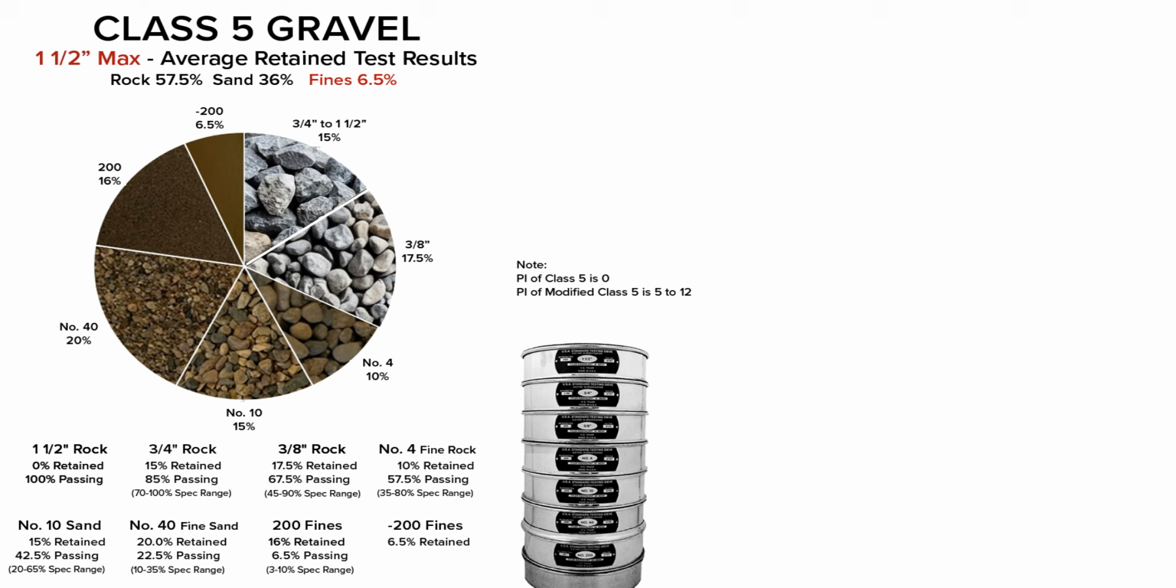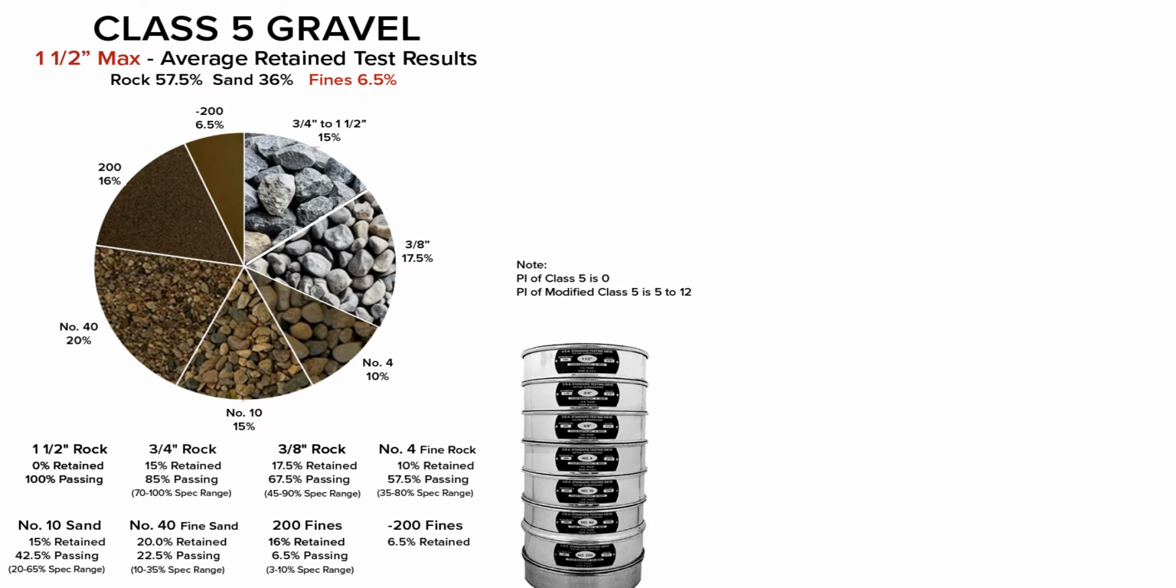2. The mid-range gradation. 3/8 inch to number 10 sieves. These levels catch a combined 42.5% of the load. This variety of sizes is designed to fill the large gaps between those 1.5-inch rocks to create a dense, solid foundation.